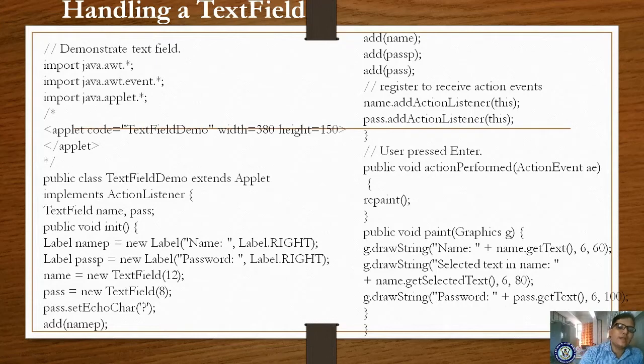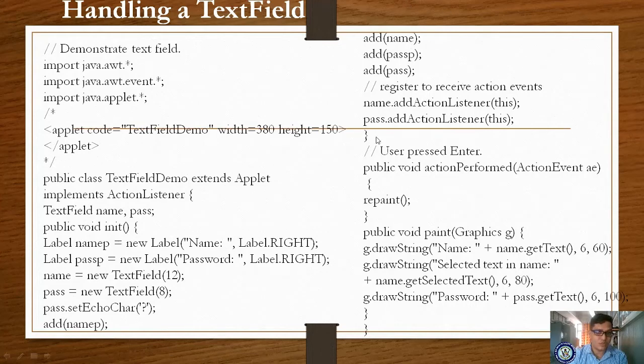Next, add namep. Add namep means you are adding the label object to the browser. Now you are adding your text field. In front of the name label you get one text field.